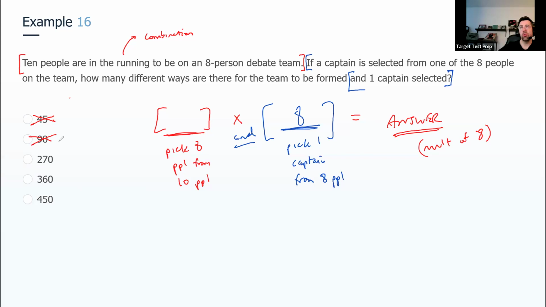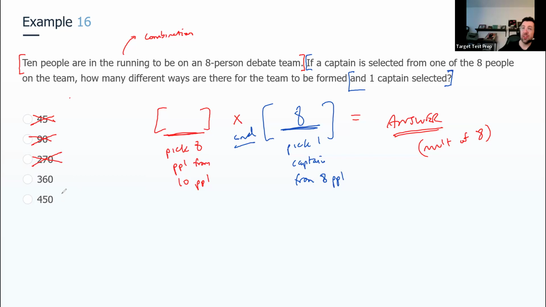270. So I know 240 is a multiple of 8, and then 30 more than that, but 30 is not a multiple of 8. So 240 plus 30 is not going to be a multiple of 8. 360. Well, we know the answer is 360, and yes, it is divisible by 8 because 320, right? And then 40 more, and 40 is 8 times 5, so that could be it.